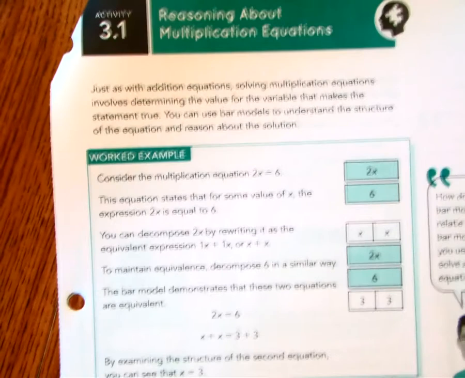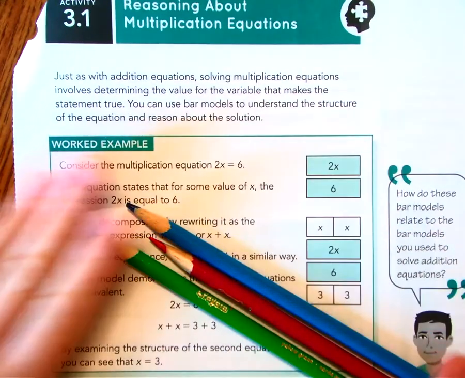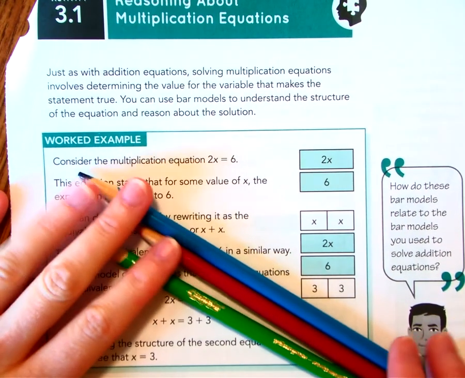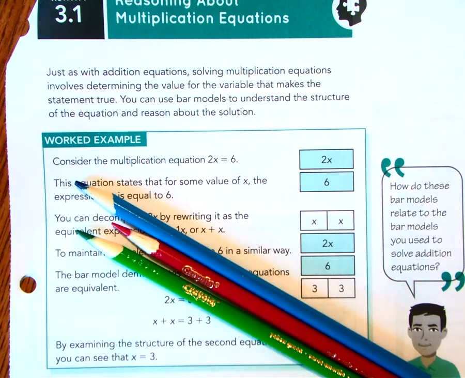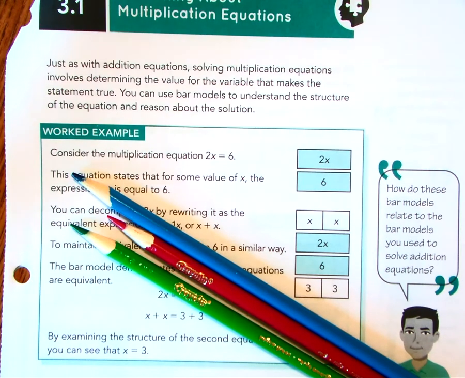Now, when we did addition, I did a 3 color-coded model. So if you have crayons or colored pencils or anything you'd like to join me, I'm going to do the red, blue, green again. And I'm going to walk you through how to model these equations.